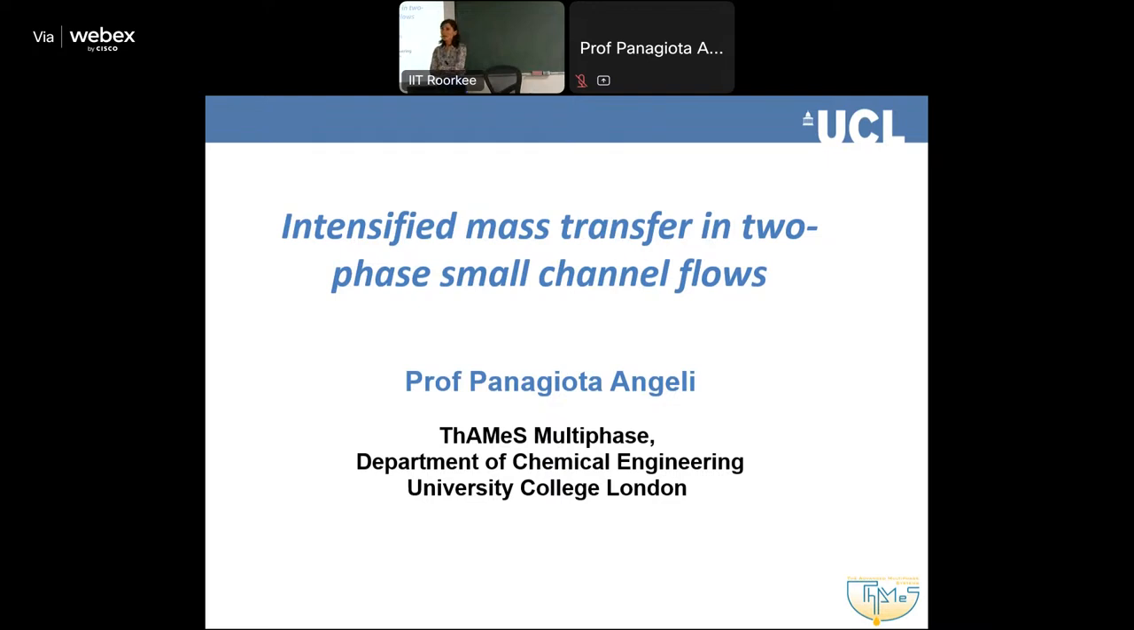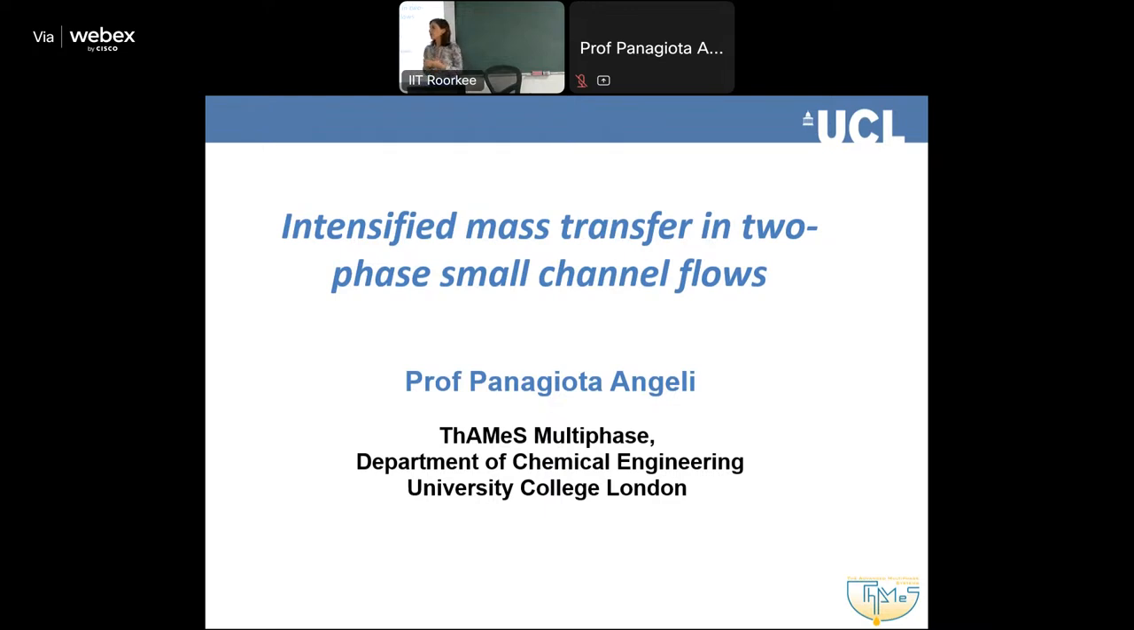Towards the end, we are going to focus on some applications, let's say, not just the hydrodynamics of two-phase flows in small channels, but also mass transfer. And I think Professor Ghosh will also be talking about reactions. So what I'm going to mainly focus on is separations, and in particular, solvent extractions.